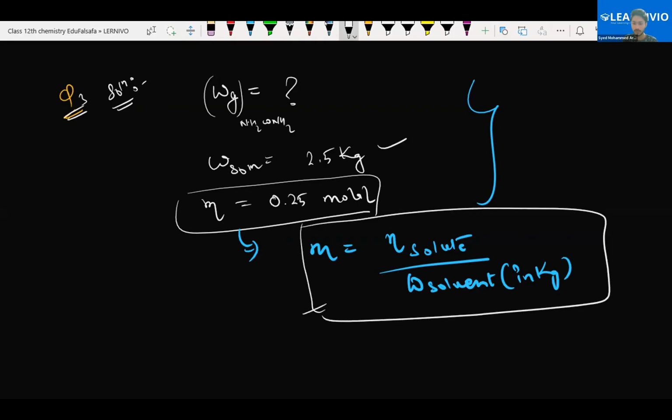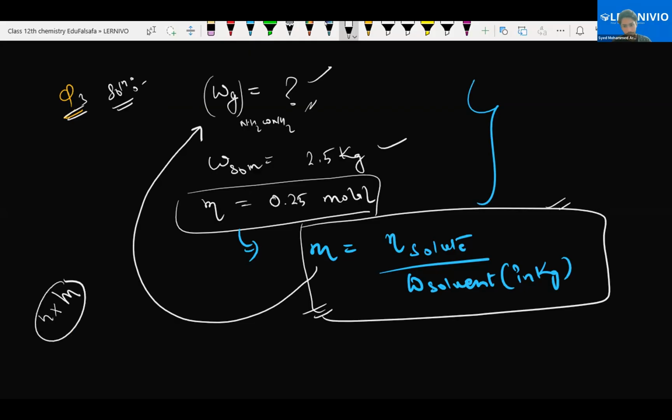Okay, so this is the formula I'm using. So you need to find the weight. Now Tayyaba, tell me how I can get from here to here. How can I use this molality to calculate the weight of the urea? So we can multiply number of moles of solute with molarity. With molality, capital M. No, like mole, molal. With 0.25 we can multiply it.